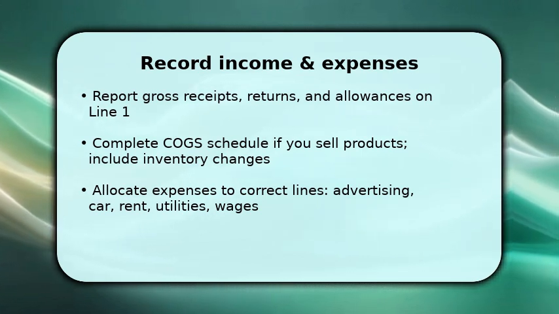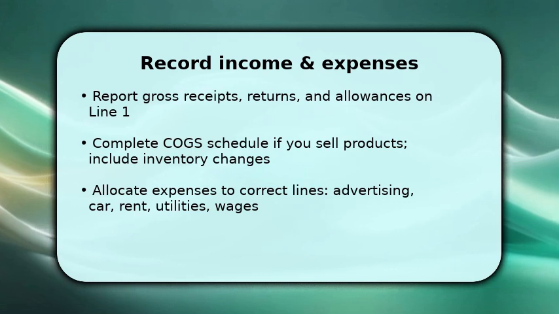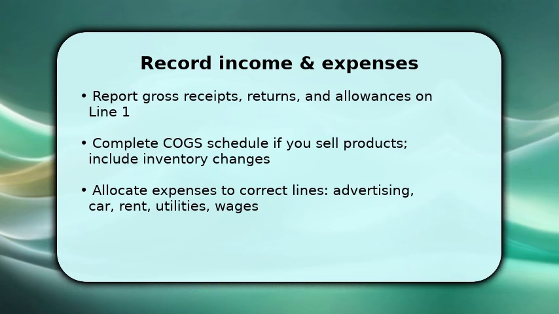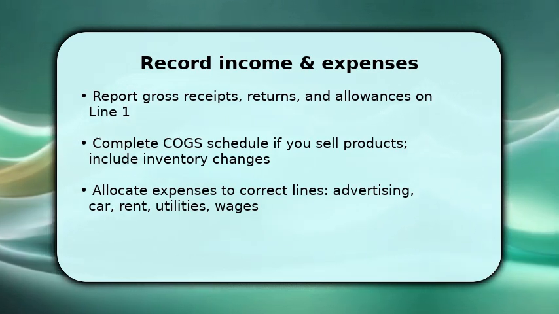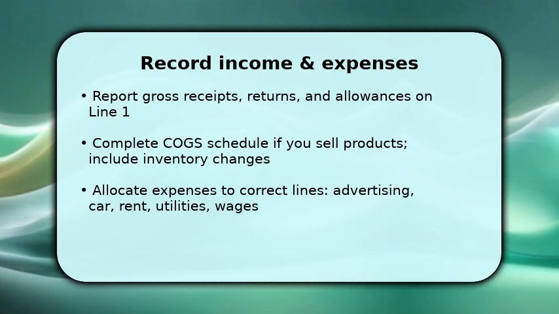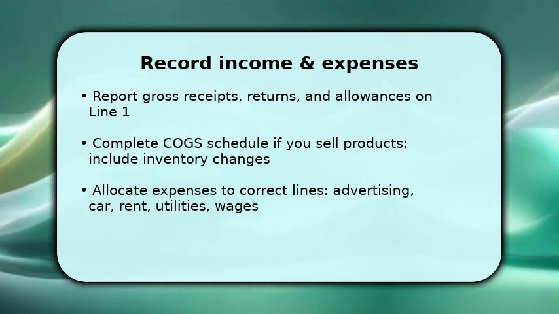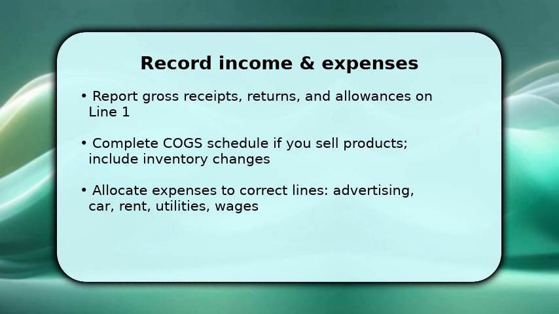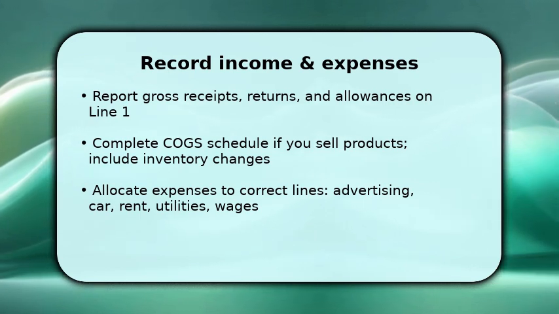If you sell inventory, complete the cost of goods sold section with beginning and ending inventory and purchases. Next, allocate operating expenses to their specific lines: advertising, car and truck, rent, utilities, and wages, because accurate categorization lowers audit risk and ensures you capture deductible business costs.